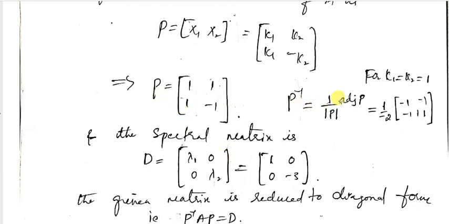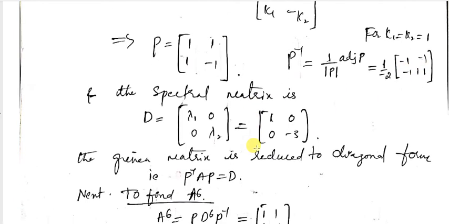Inverse of P is given by the transpose of the cofactor matrix divided by the determinant of P. So it is a 2 cross 2 matrix, so easily we can find the cofactor matrix just by interchanging the diagonal entries and multiplying the non-diagonal entries by a negative sign. This gives the transpose of the cofactor matrix times 1 by determinant of P. The value of the determinant is minus 2. Therefore P inverse is equal to 1 by minus 2 times the matrix minus 1, minus 1, minus 1, 1.